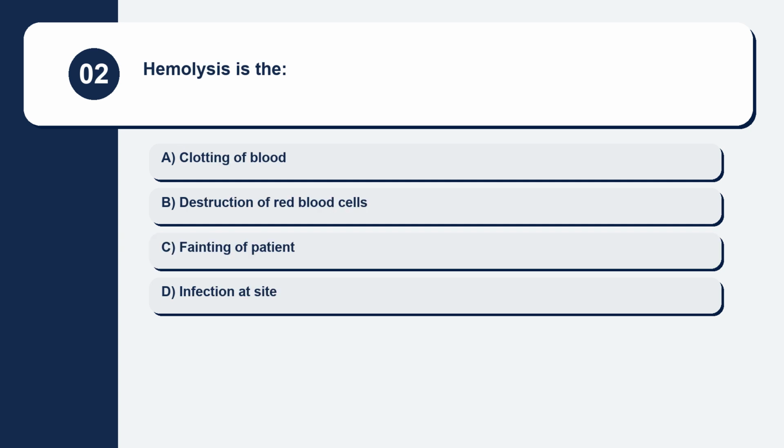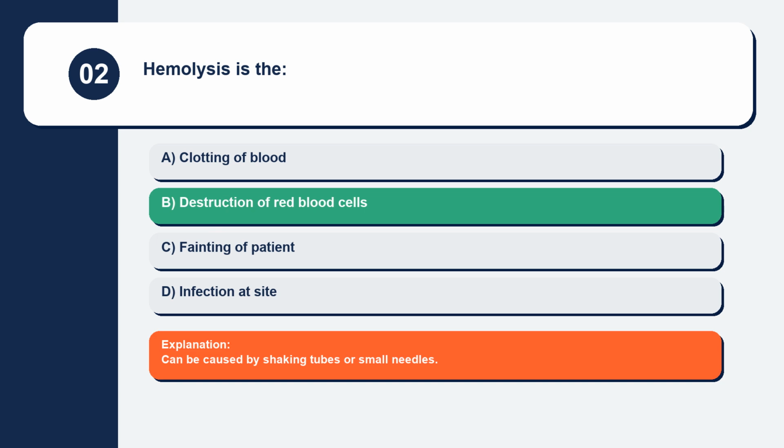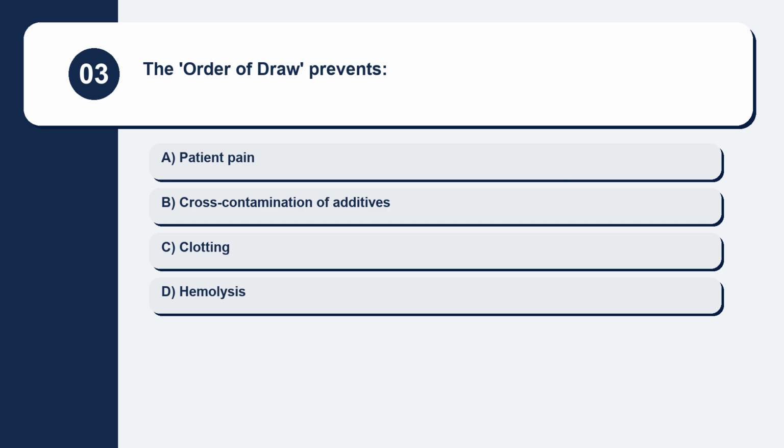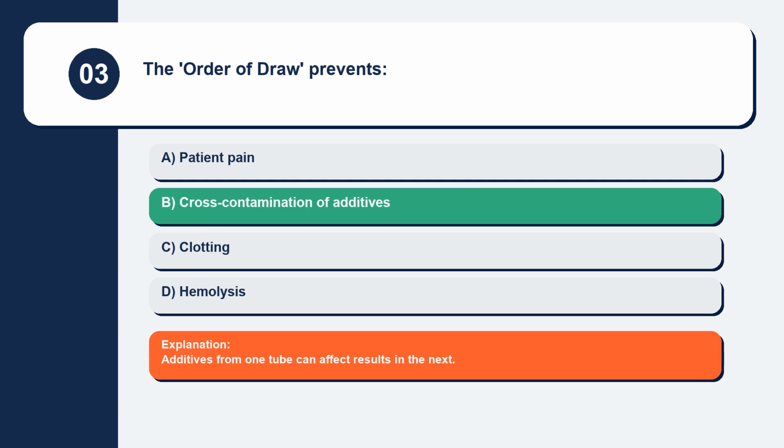Question 2. Hemolysis is the clotting of blood, destruction of red blood cells, fainting of patient, infection at site. It can be caused by shaking tubes or small needles. Question 3. The order of draw prevents patient pain, cross-contamination of additives, clotting, hemolysis. Additives from one tube can affect results in the next.